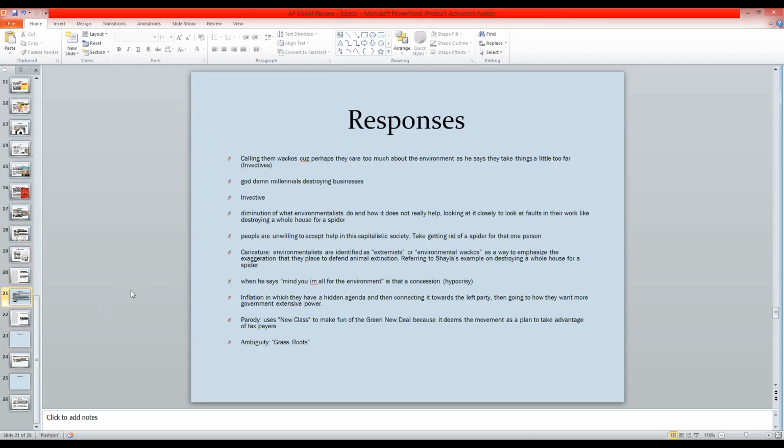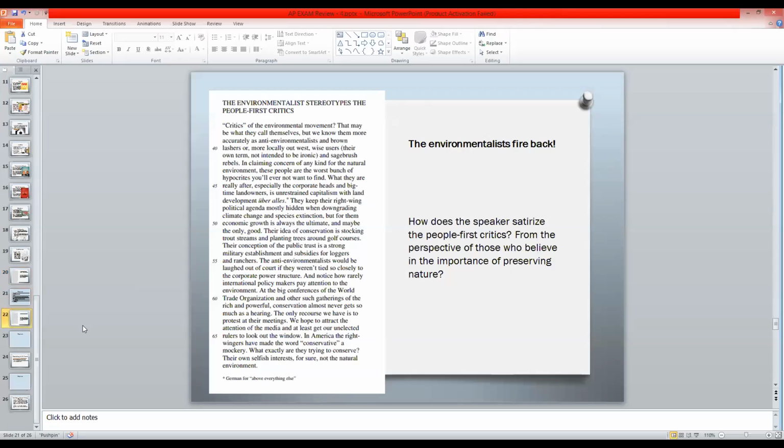Any other persons before we go to the next one here? If not, the next one's very similar. The flip side exists now, and in this situation, the environmentalists fire back. They don't take this sitting down. So in this next passage, the environmentalist stereotypes the people first critics.